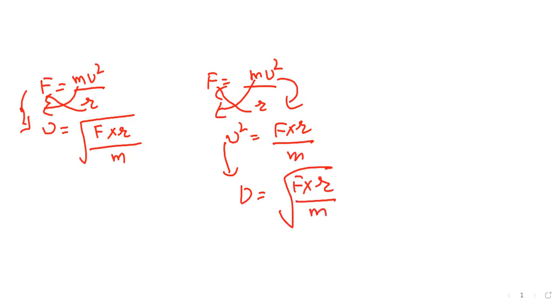Let me write that down. Is this clear? How we are getting this conversion from F to v? Yeah. So v is directly proportional to the square root of F times r over m.